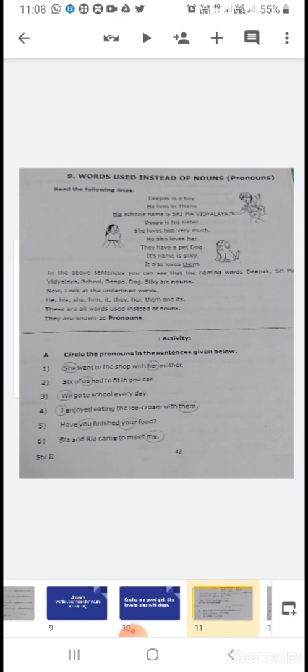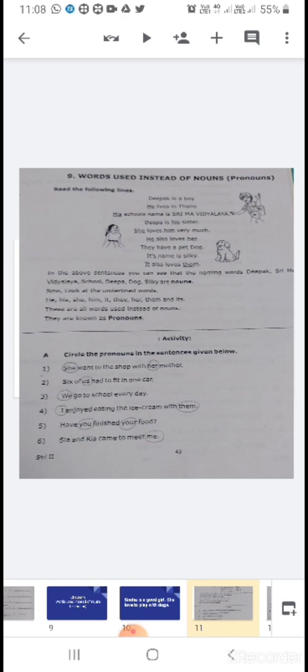Now, Deepa is his sister. His is used for Deepak here, and Deepa is another girl who is the sister of Deepak. Now, she loves him very much. So she is used for Deepa and him is used for Deepak. Next is he also loves her. He is used for Deepak and her is used for Deepa.